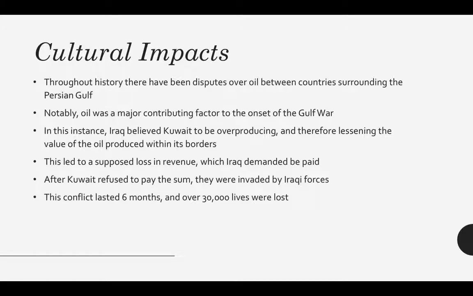So, because oil is a rather profitable resource, there have been several disputes in history over the use of oil within the Persian Gulf. One of these was the fact that a dispute over oil was a major contributing factor to the onset of the Gulf War. So, in this case, Kuwait was believed to be overexploiting or overproducing oil within their borders. And Iraq believed that they were losing out on money because of this and demanded to be paid back. So they asked for a sum of money, and Kuwait refused to pay this, and so Iraq invaded Kuwait, and this conflict lasted for 6 months. Many other countries became involved, and overall 30,000 lives were lost in the process.